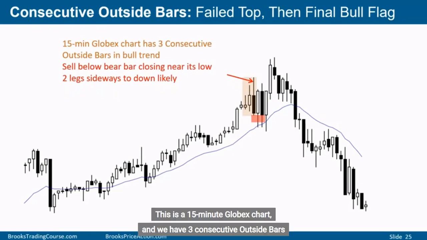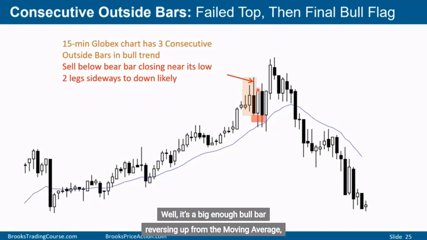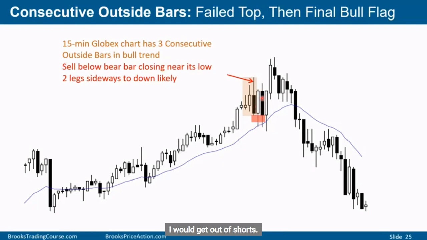This is a 15-minute Globex chart, and we have 3 consecutive outside bars and a very good bear bar closing near its low, so it's a credible sell below. And then what do you do with this? Well, it's a big enough bull bar reversing up from the moving average. I would get out of shorts.